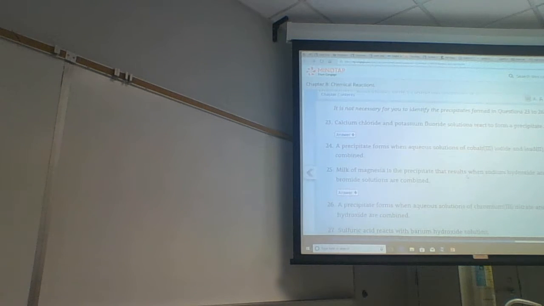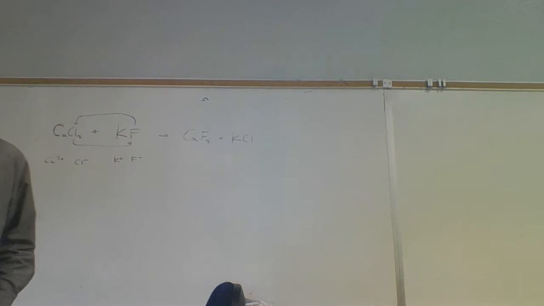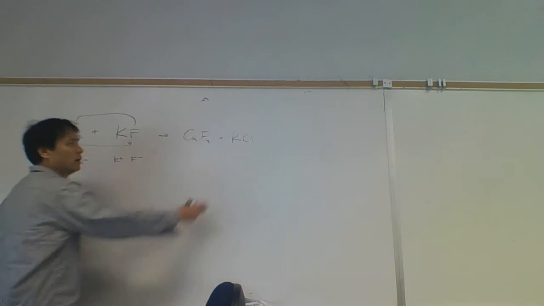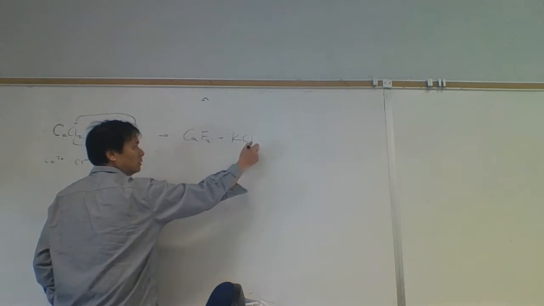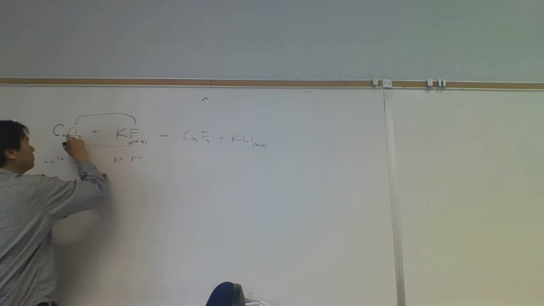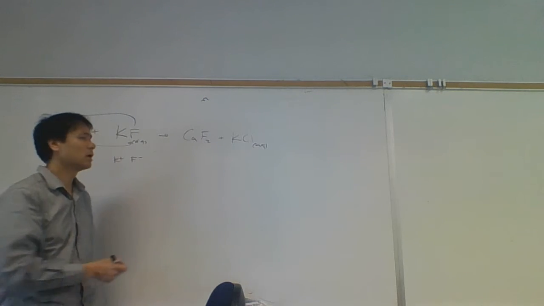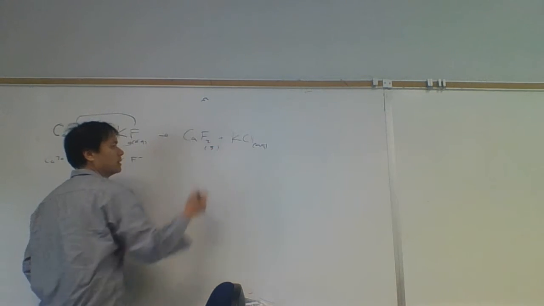And they're saying a precipitate forms. So is the precipitate KCl? Could it be KCl? Group 1 salts are all soluble. So this is going to be aqueous. These are aqueous as well. And so the precipitate must be calcium fluoride. This has got to be the precipitate here.